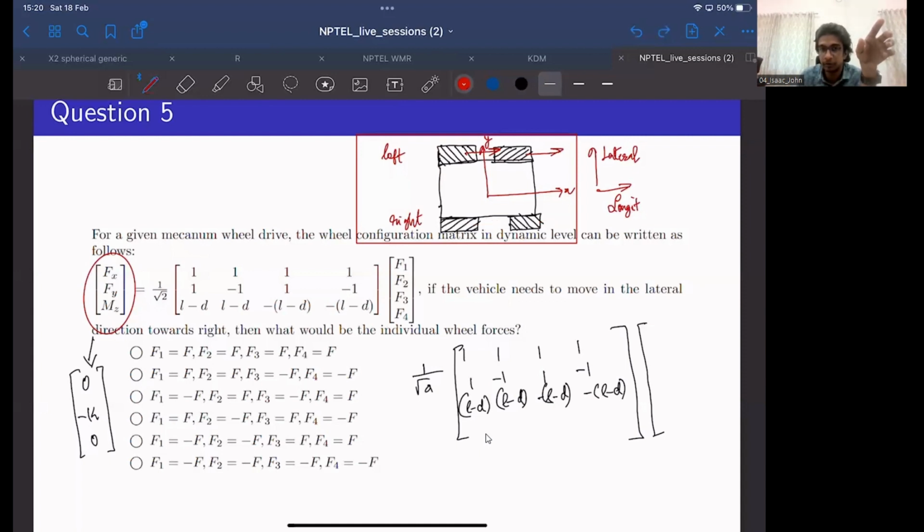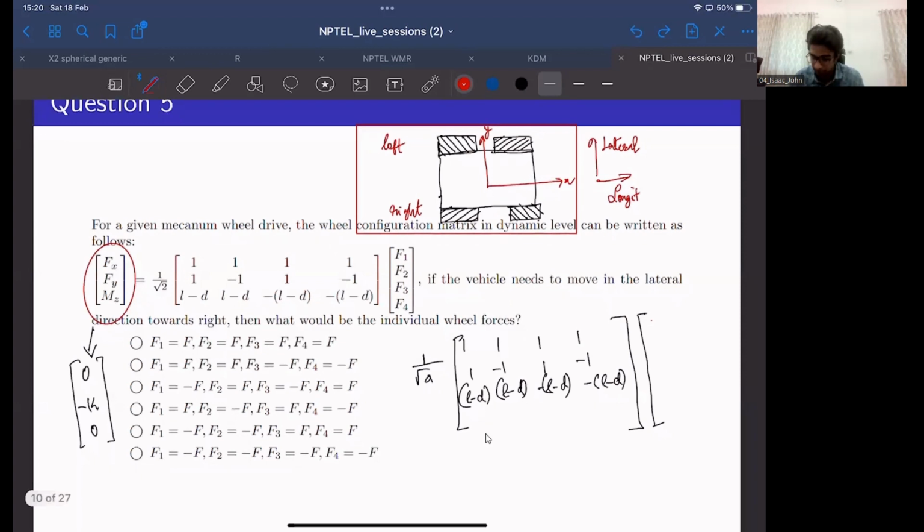So purely going by the intuition, that should not be the case, right? Because if all the 4 forces are positive, the robot will only move in a forward direction, right? Then what about the second option? The first 2 forces are positive F, and the third and fourth would be the same magnitude but in opposite direction. It will be of this configuration: positive F, positive F, negative F, negative F. So would this be the case?